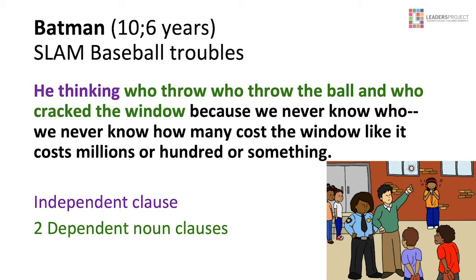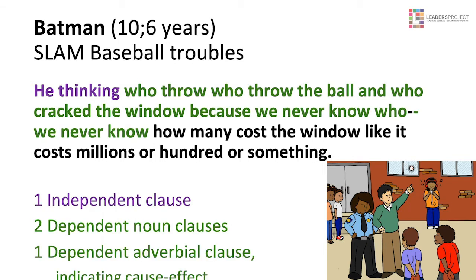Who throw the baseball? Throws the baseball. He's missing the S. Or he doesn't have the irregular past tense. We don't know, but again, it could be developmental, it could be second language learning, it could be a disorder, but I would not focus on this given his language acquisitional history. And who cracked the window. So we have two dependent noun clauses.